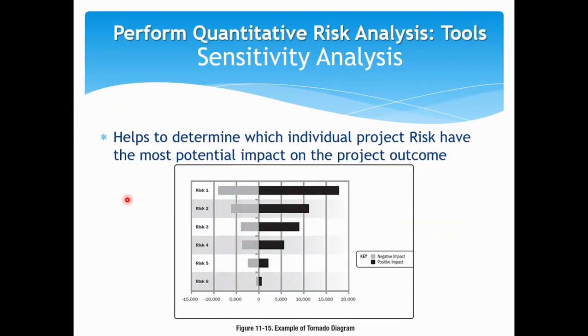Right. Some other quantitative technique is sensitivity analysis, also called what-if analysis. What if, you can have different scenarios and see what is happening. There's a famous diagram called the tornado diagram along with the sensitivity analysis, and here the main objective is to graphically see what is the most potential impact, the most risk, to the project.